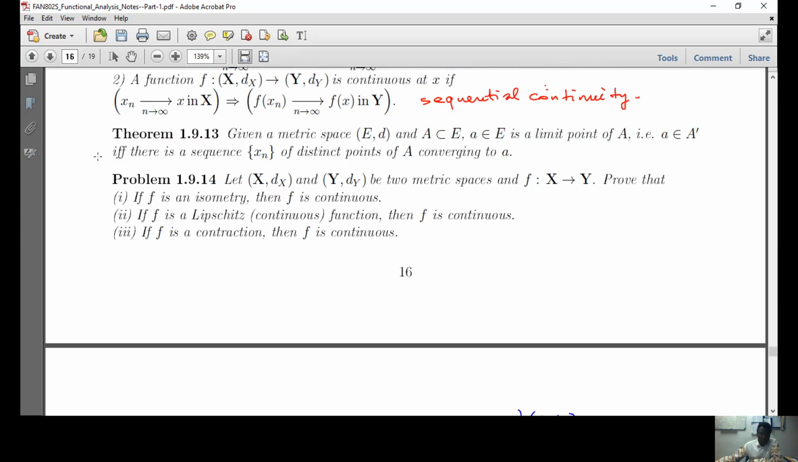Okay, another theorem. We are given a metric space (E, d), and A is a subset of E. Lowercase a is a point of E, right? And we assume that it is a limit point of capital A. And the set of limit points is denoted by A prime.